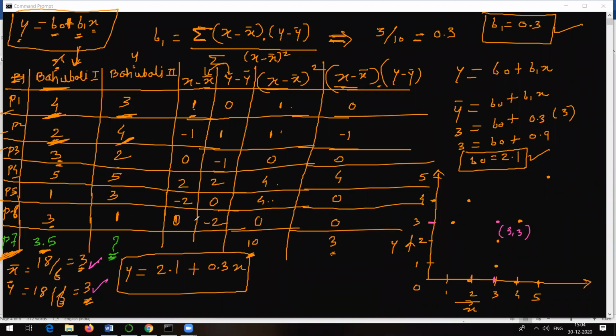What is the next point? The next point is the slope value b1. Sorry, not b1, b0, the y-intercept, not the slope value. The slope value we actually used to find out the y-intercept. What is our y-intercept in the equation of a straight line? B0. What is the value of B0 we found? 2.1. So the next point, the y-intercept, is nothing but the point at which it cuts or intersects the y-axis. So 2.1 is somewhere here, suppose. So this is 2.1. That means we got this point and we got this point.